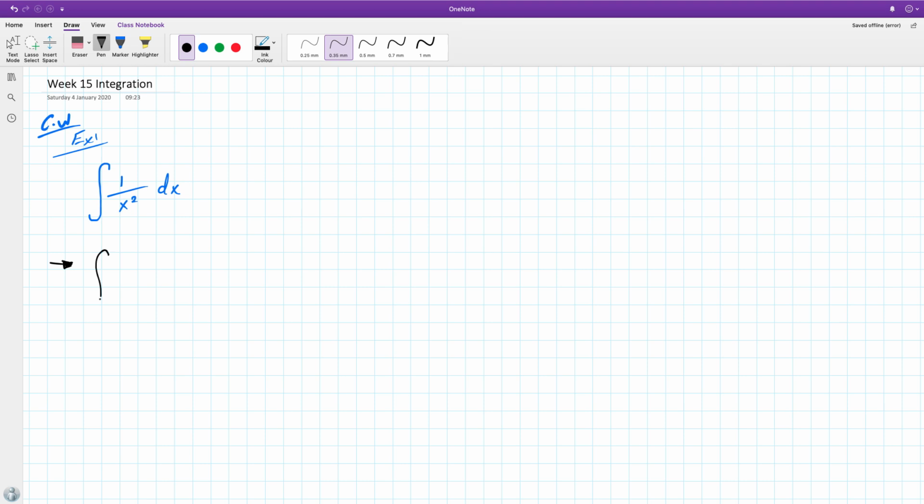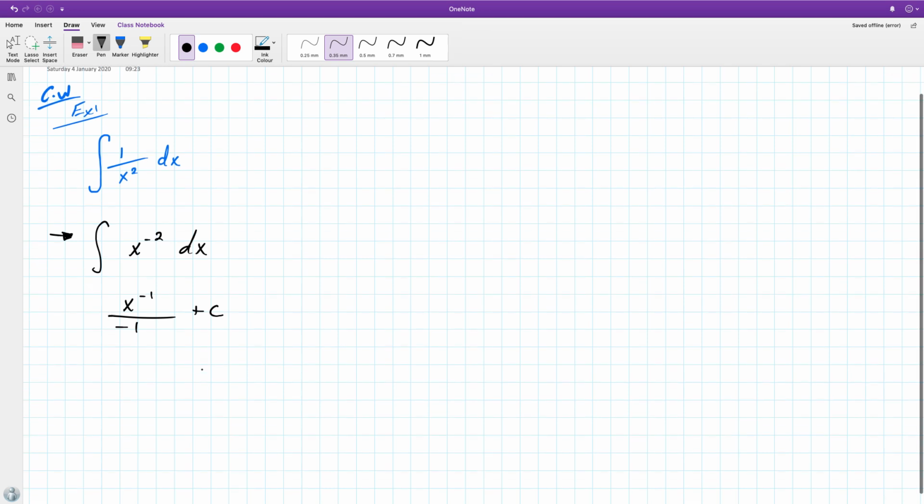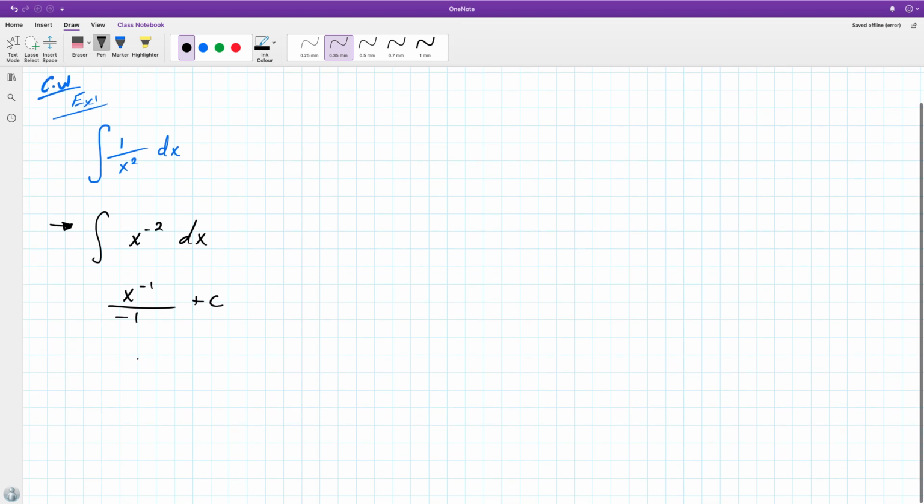Right, what we do here then is, it's 1 over x squared, so we bring the x squared up, then it becomes x to the power minus 2 dx. So to integrate x to the power minus 2, we increase the power, so we get x to the power minus 1 over minus 1 plus c. This becomes minus 1 over x plus c, just to tidy it up.